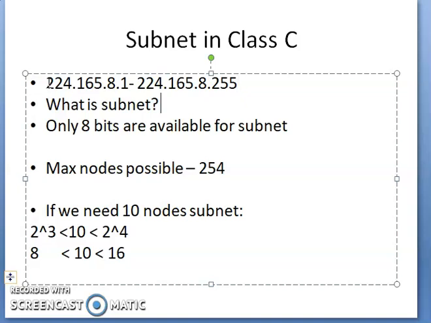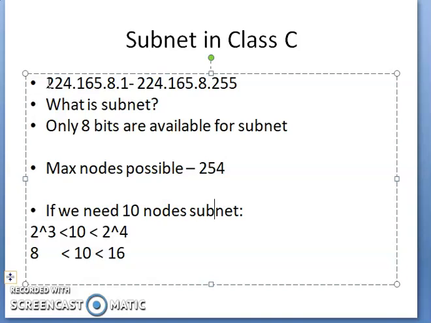This is what we have in the subnet, where we create a sub network out of the main network class that we have. So how many nodes are possible? Maximum in a class C address, we have 254 nodes possible. Why not 256? Because 0 in the last octet is the network ID and 255 is the broadcast address. So therefore, 254 maximum nodes are possible.